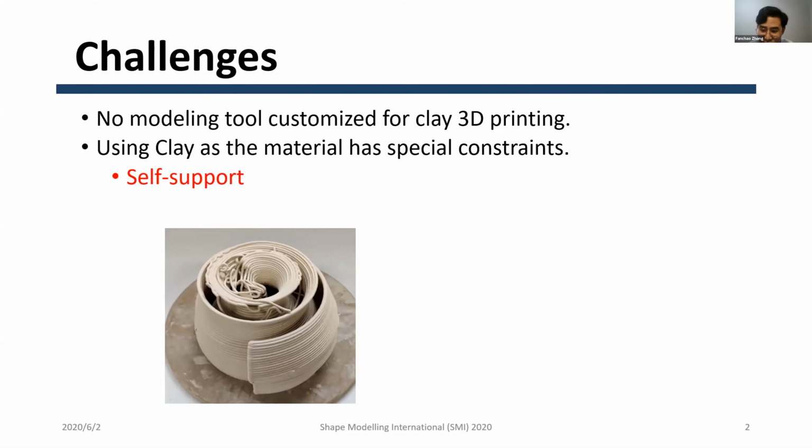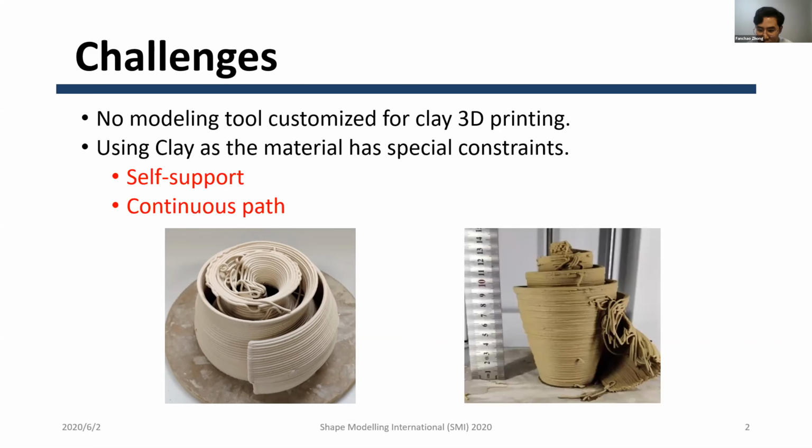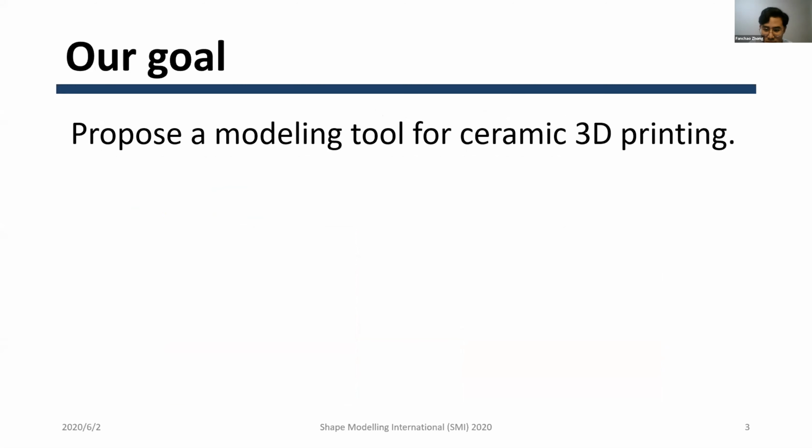Firstly, too large an inclination would cause the model to be unable to support itself and collapse. And because of the viscosity of clay, if the printing path is discontinuous, moving the print head without extruding will pull on the structure and induce unwanted deformations that amplify over time and eventually lead to failure.